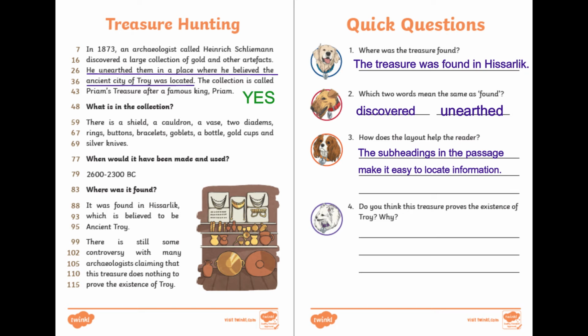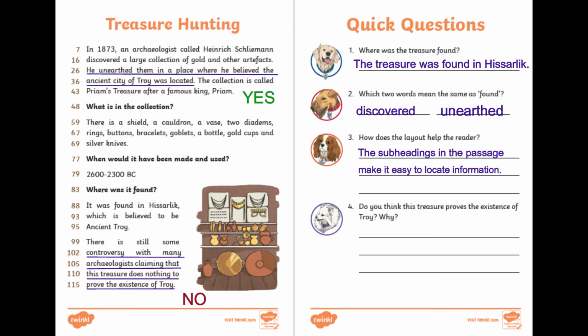But then, further down towards the end of the text, it says that there's controversy. That means there's like an argument about it. There's a disagreement, because some archaeologists claim that this treasure does nothing to prove the existence of Troy. Well, I have 2 pieces of information and they're on completely opposite sides. So that means I can give a yes or no answer and still be considered correct so long as I use evidence to support my answer.